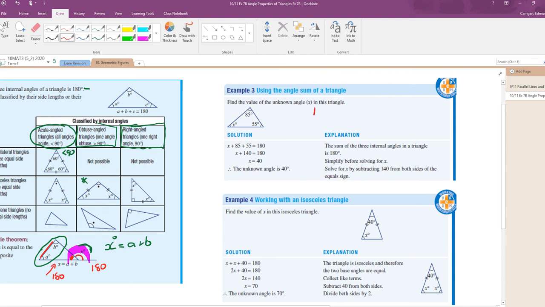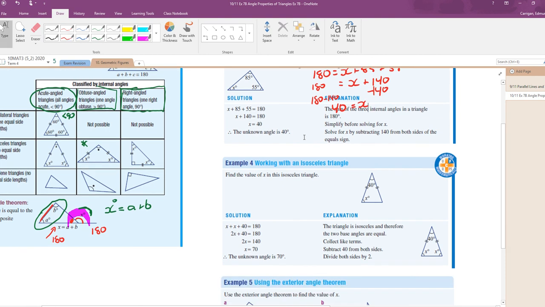So I've got 180 is equal to x plus 55 plus 85, which equals x plus 140. If you're doing equations, we can subtract 140 from both sides. So if we do that, we get 40 is equal to x. X equals 40. You can also do that by inspection.